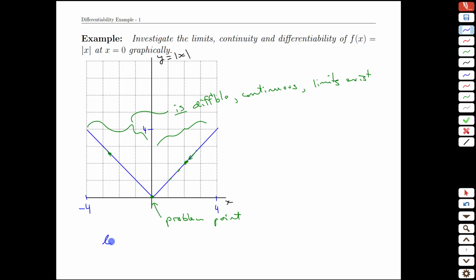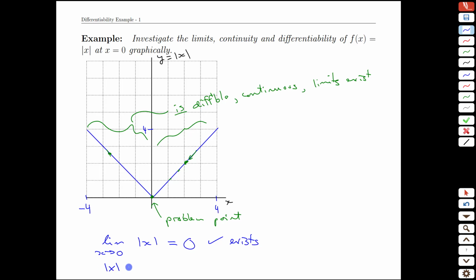First off, let's talk about limits. The limit as x approaches 0 of the absolute value of x is asking the question graphically, what happens if we come down from each direction? Do we end up at the same place? And absolutely. Whether we come from negative values of x and head towards 0, we're going to end up at 0 in the end. And if we come from positive values of x and head down, the absolute value numbers are also going to head towards 0. So the limit is a nice finite value. It exists and has a value 0.